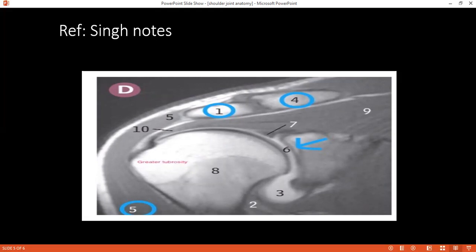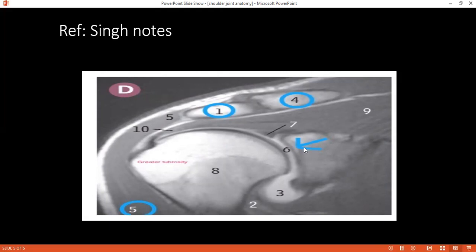Okay. Can you identify the structures which are encircled in blue? Okay, number one: it's the acromion process. Four: it's the clavicle. Okay, and five? Five it's deltoid. Very good.